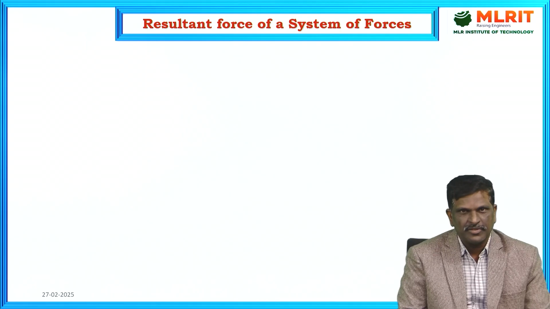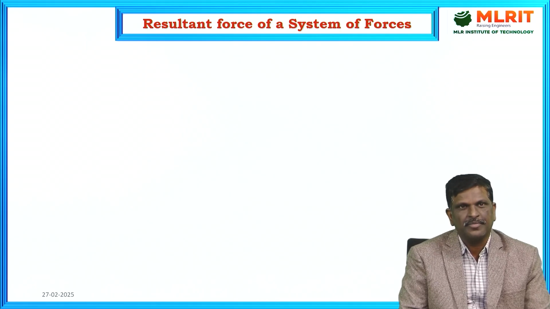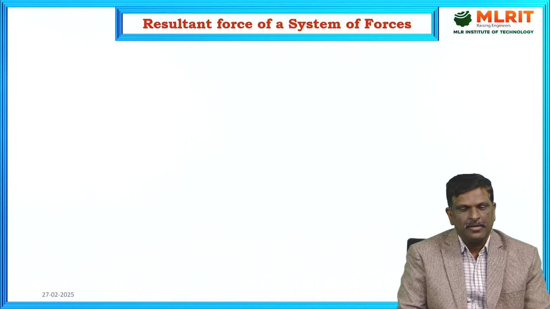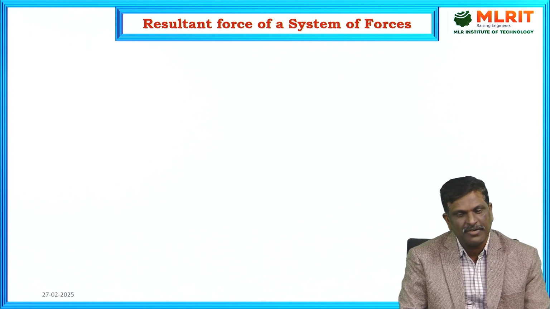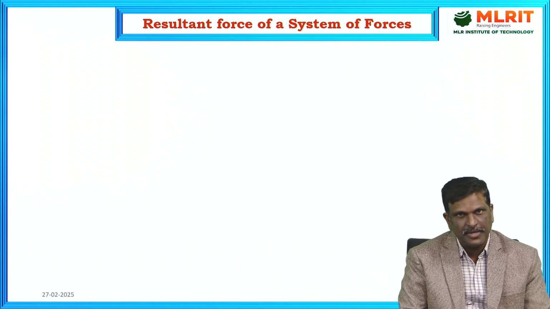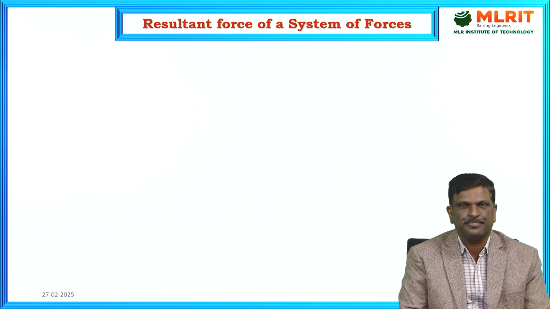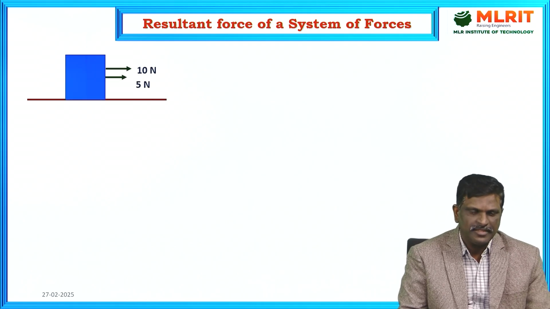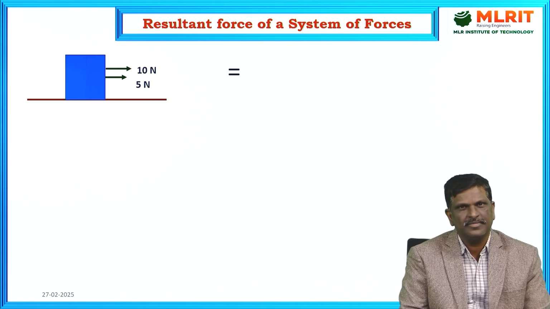The system of forces is nothing but the number of forces acting simultaneously on the body. To find the final or net effect of the number of forces acting on the body, we need to find a single force which can replace the number of forces acting on the body without changing the effect. Now, the resultant is nothing but a single force which can replace the number of forces acting on the body.